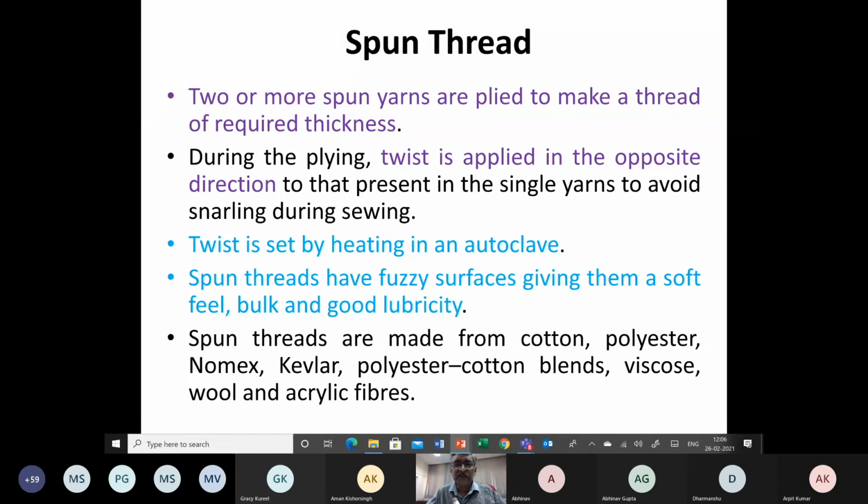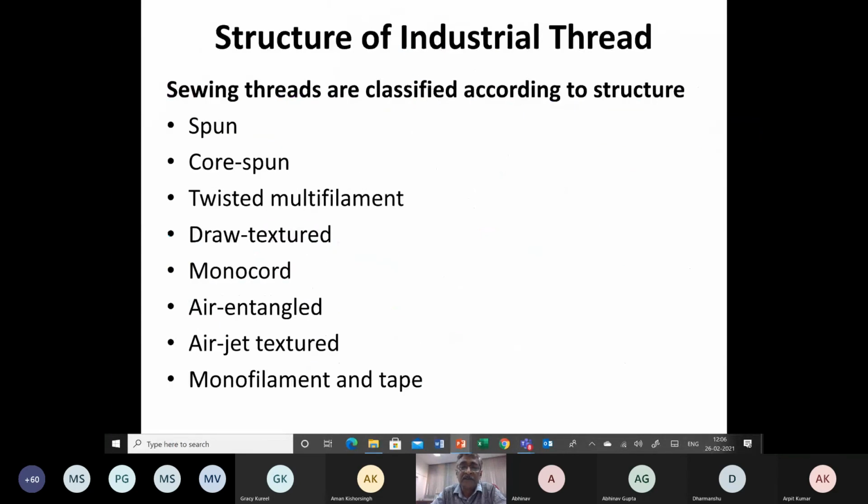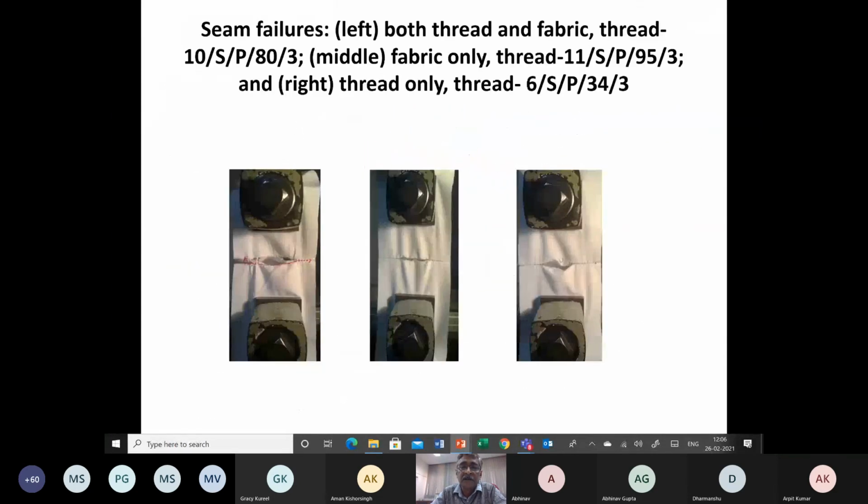So when you give very high twist, the yarn snarls because it is storing a lot of torsional energy. And when the yarn has very high twist, even sewing is not possible. So let us go back to the previous slides.